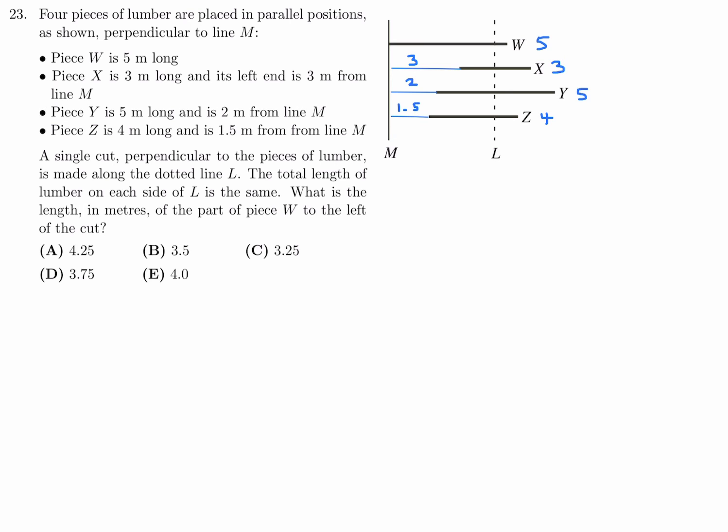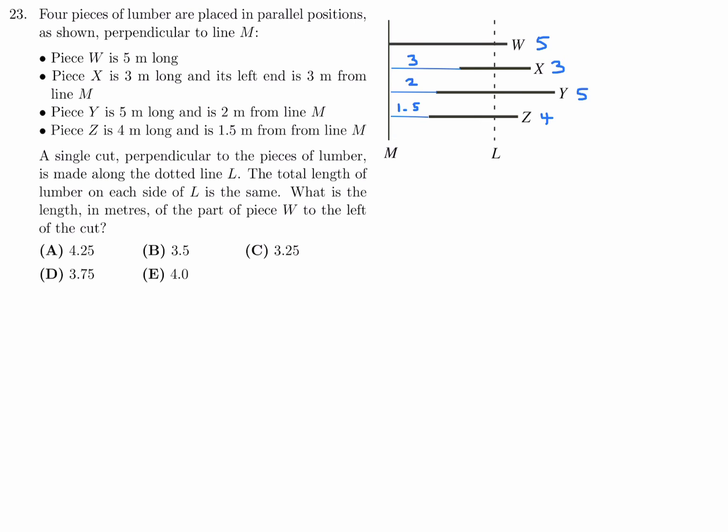A single cut perpendicular to the pieces of lumber is made along the dotted line L. The total length of the lumber on each side of L is the same. What is the length in meters of the part of piece W to the left of the cut?